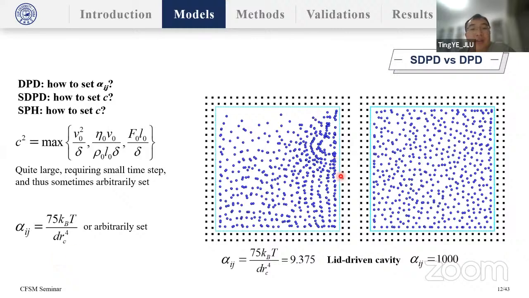Here I show an example of simulating lid-driven cavity flow. It can be found the particle distribution is not uniform if we use this empirical formula. But if we set alpha arbitrarily at one side, the particle seems uniform.